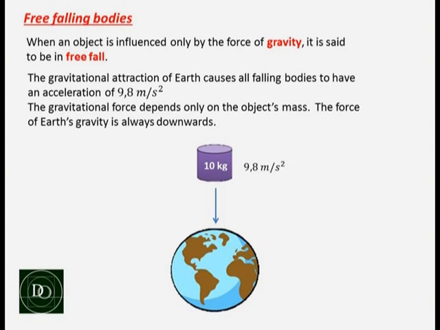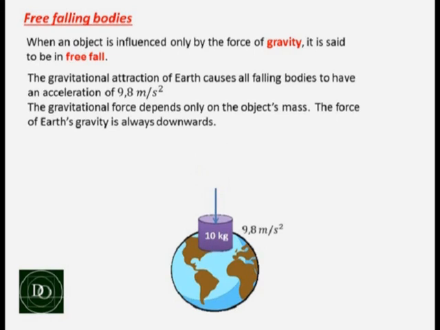When an object is influenced only by the force of gravity, it is said to be in free fall. The gravitational attraction of the Earth causes all falling bodies to have an acceleration of 9.8 meters per second squared.